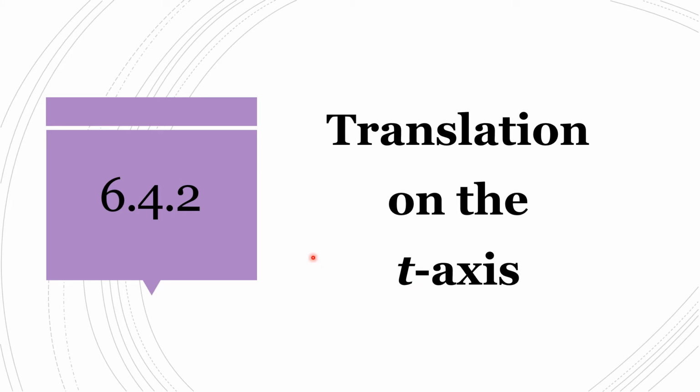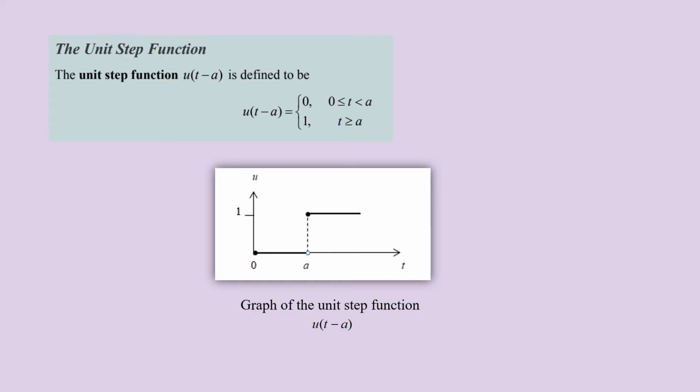Now we are moving into 6.4.2, translation on the t-axis. This section starts by discussing a special type of function known as the unit step function. The unit step function is denoted by u(t minus a). Now u(t minus a) is equal to 0 or 1. It is 0 for t larger than or equal to 0 and less than a, and it is equal to 1 for t larger than or equal to a.